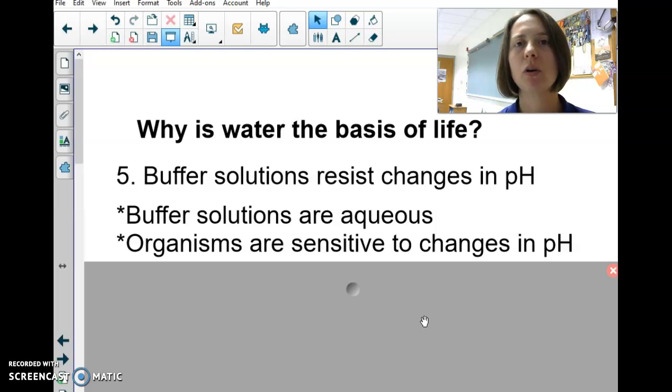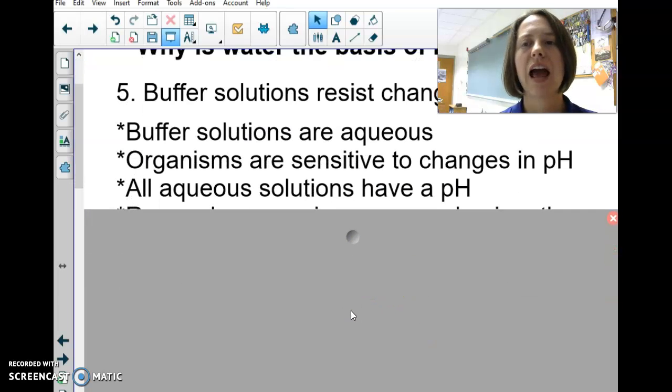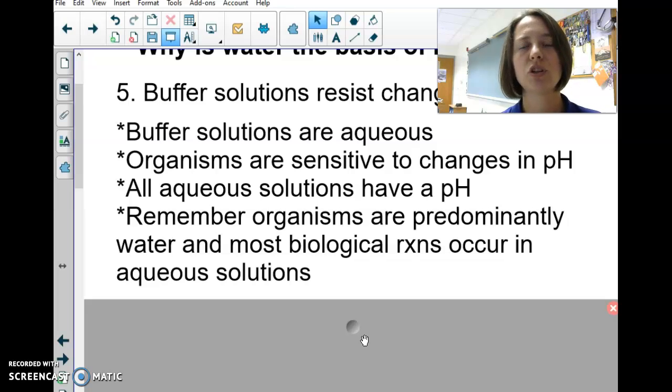One-celled organisms living in pond water are sensitive to pH. Dogs are sensitive to changes in pH. If you're alive, you're sensitive to changes in pH. And all aqueous solutions have a pH. Remember that organisms are predominantly water, and most biological reactions occur in aqueous solutions. So the pH of the solution where the biological reaction occurs is important, because if it's not the right pH, the organism will die.